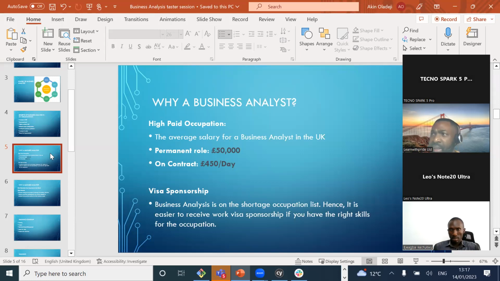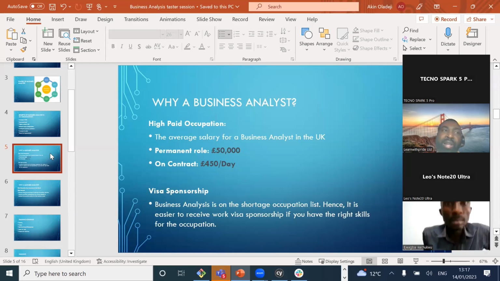So whether you live in Nigeria, Ghana, or Zimbabwe, you can secure a remote job from outside your country. You can get a job in Australia remotely. You can get a job in the UK remotely. And you can see the average salary. I'm using the UK as a point of reference, but this is applicable everywhere. The average salary for a BA role in the UK is around 50K.